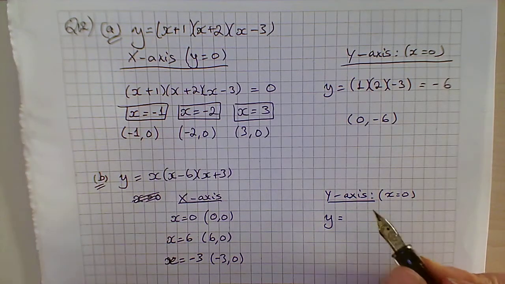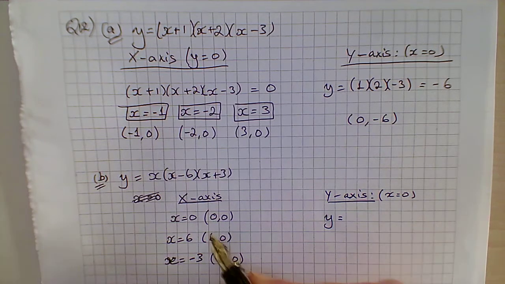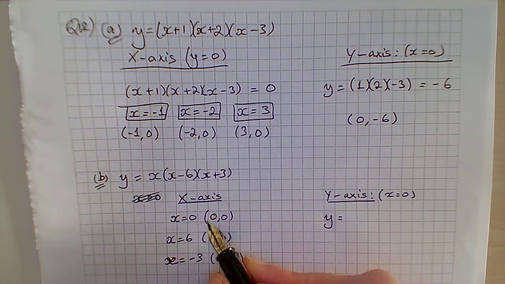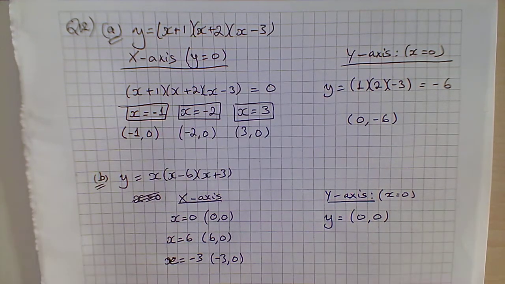There's only one point where any of these cubic functions will intersect the y-axis, and we already have it here, because you can see here both x and y are equal to 0. So my y-axis point is 0, 0.